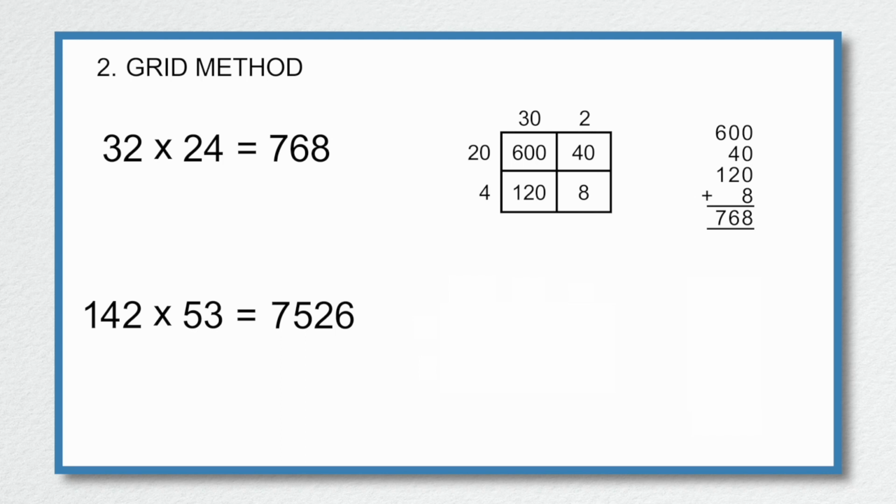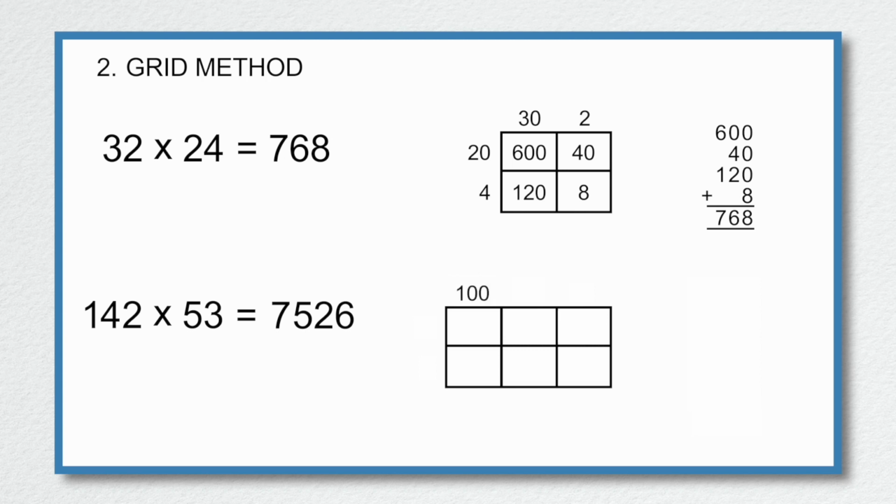Now let's do 142 multiplied by 53. We have a 3-digit number multiplied by a 2-digit number. So we're going to do a 3 by 2 grid. And along the top, of course, this time we have to put the 3-digit number, which breaks down into 100, 40, and 2. And down the side, we put down the 50 and the 3 to represent 53.